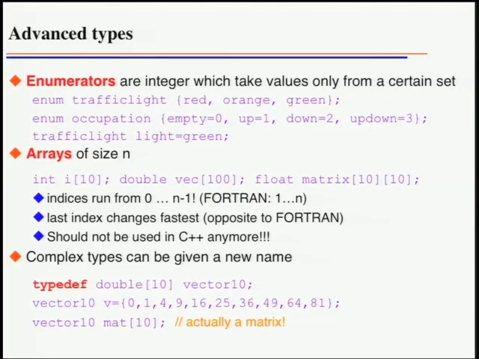With that, you can also create even more complex types. You see this vector 10 is actually an array of 10 doubles. And here you create an array of 10 of these vectors. So in the end, you have 10 arrays of 10 doubles. So actually a matrix, and it's equivalent to this form with a 2D array.